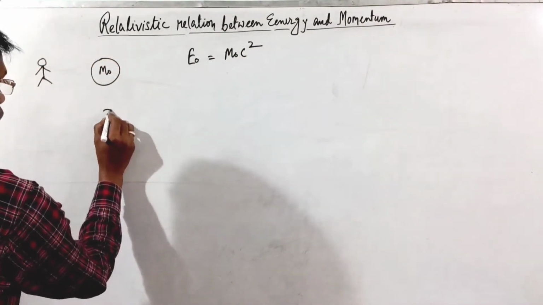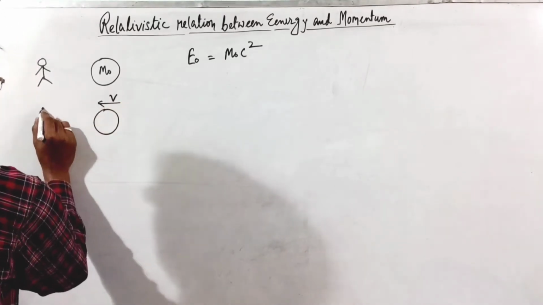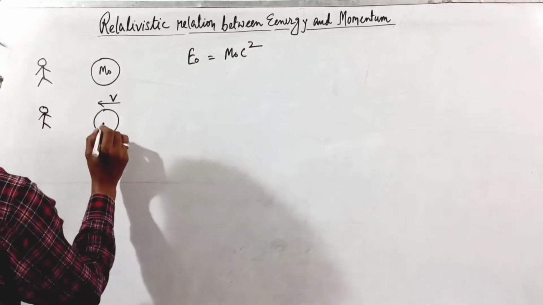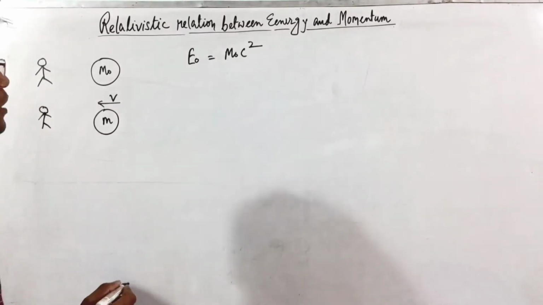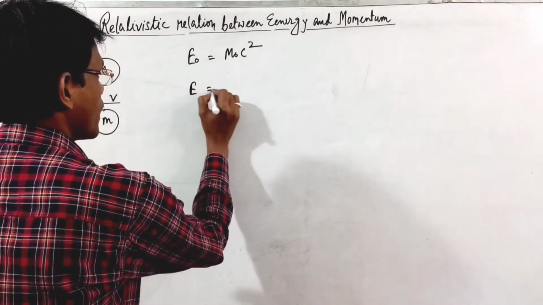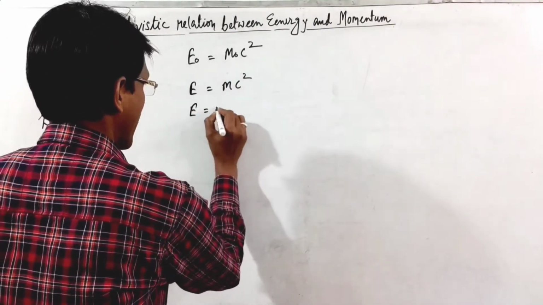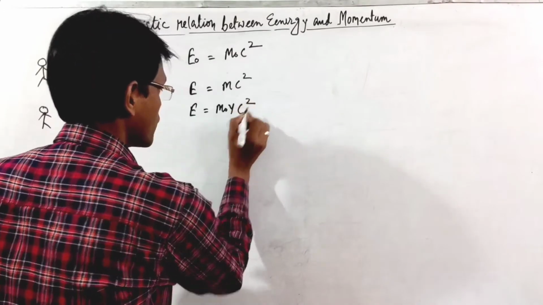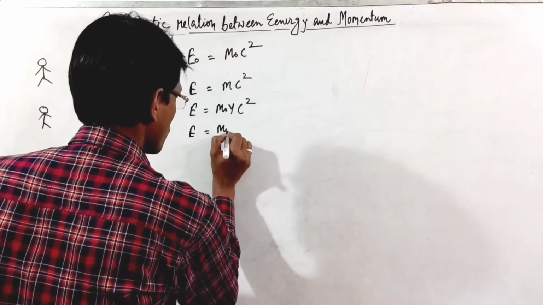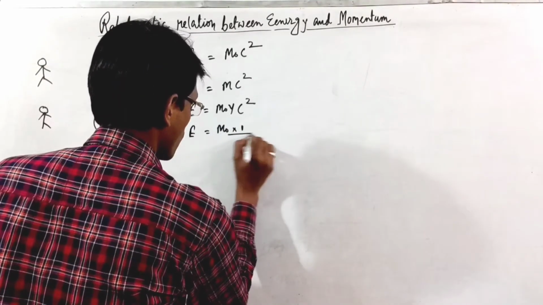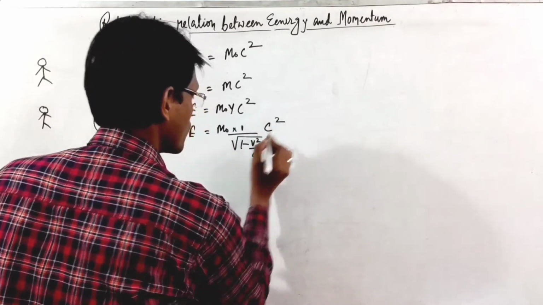Now the object starts moving with a velocity v with respect to that observer. So the moving mass of the object will now be m, and the energy of the object will be mc square. Here we can write m equal to m0 gamma, where gamma is equal to 1 by under root of 1 minus v square by c square.